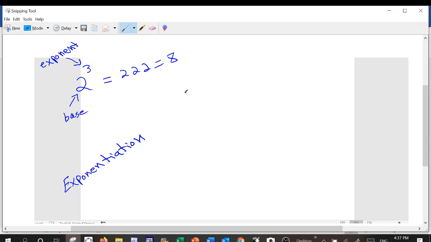So 2 to the 3rd power is 8. First of all, if I ask you to exponentiate 2 and 3, that's not the only choice you have. You could also do 3 to the 2nd power, which is 9. This time 3 is the base and 2 is the exponent.